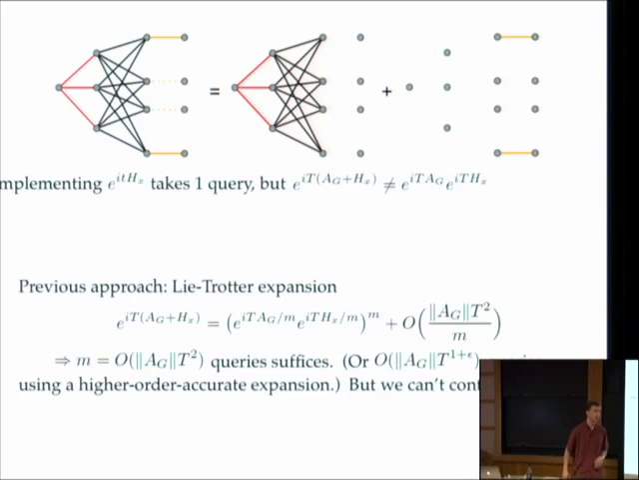Why does the error term not include H_X here? Oh, that's because these are all weight 1, so the norm of H_X is just 1, so I've not written it down. In general, it will depend on the commutator between the two terms.